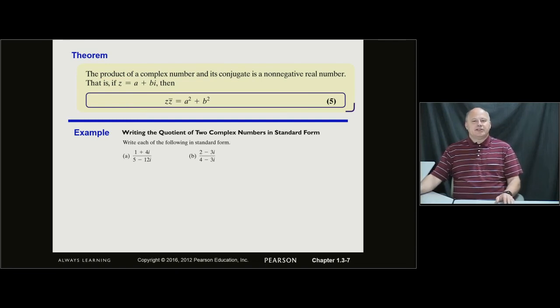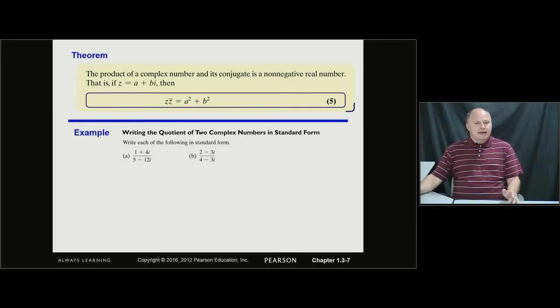Well, this is where the conjugate comes in handy again. Because remember now, if you multiply a complex number by its conjugate, then you get a real number. So if I multiplied the bottom, because the i in the bottom is really annoying, because what if the bottom number was, let's say, just 5? Then 1 plus 4i divided by 5 is going to be 1/5 plus 4/5 i, right? Because you're just dividing both the parts on top by 5. That's if it was a real number. But it's not a real number. It's 5 minus 12i. It's a complex number.